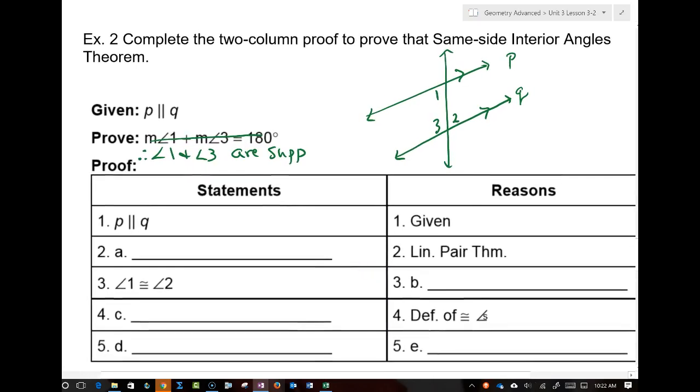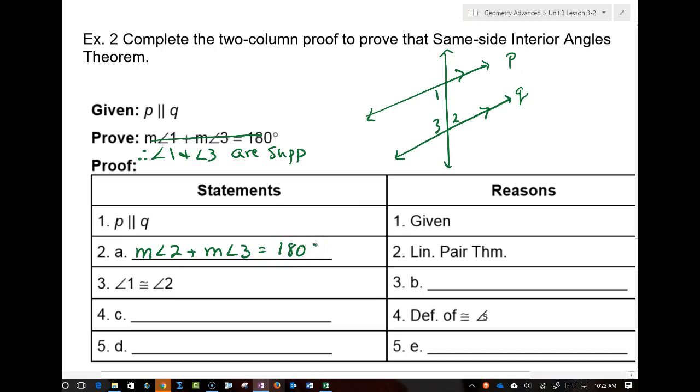So we're going to start with our given. P is parallel to Q. Line P is parallel to, killing me on the notation they used, but we're going to go with it. Given. Now, what's the next thing? They say linear pair theorem. What am I doing for linear pair theorem? Where in the world did I get a linear pair? 3 and 2. Very good. 3 and 2. So the measure of angle 2 plus the measure of angle 3 is equal to 180 degrees.